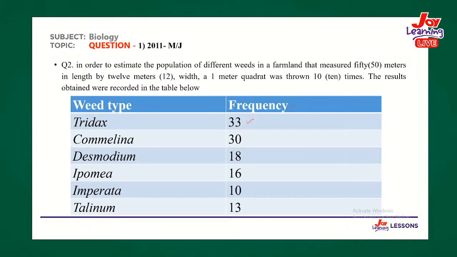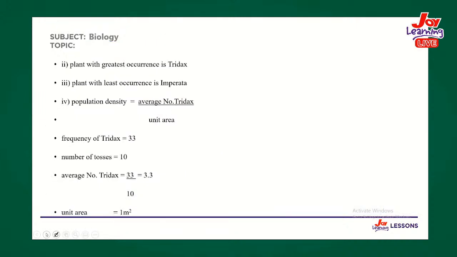And listen to it. In order to estimate the population of the different weeds in a farmland that measured 50 meters by 12 meters, a 1 meter by 1 meter quadrat was thrown 10 times. So 10 times, each time they got 33. The result was obtained as follows. They gave all these. How do we find the plant with the greatest occurrence? On the table, it was Tridax. The least was Imperata.